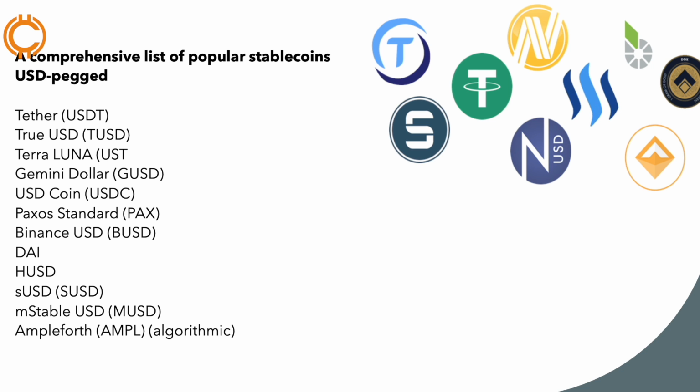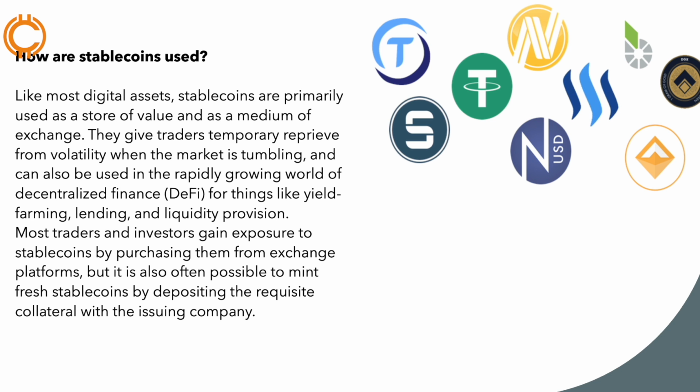So these are the ones that you see down below here. You have Tether USDT, TrueUSD, Terra UST, Gemini Dollar, USD Coin, Paxos Standard, Binance USD, another popular one also known as BUSD, DAI, HUSD, SUSD, Stable USD, and Ampleforth as well. So how are stablecoins used?